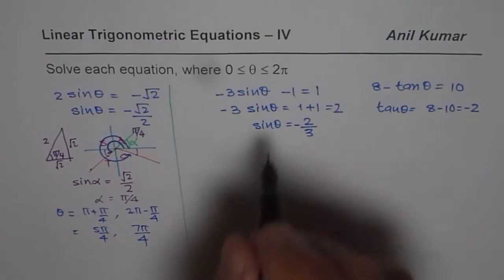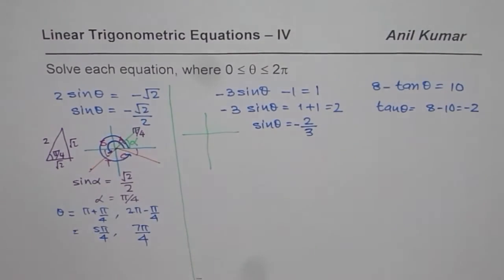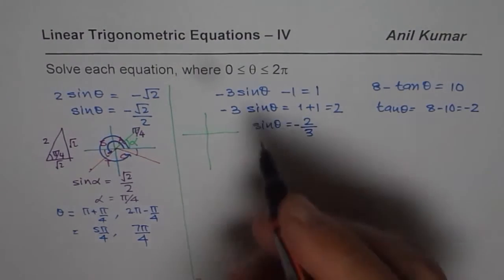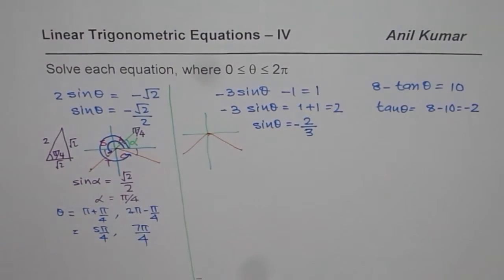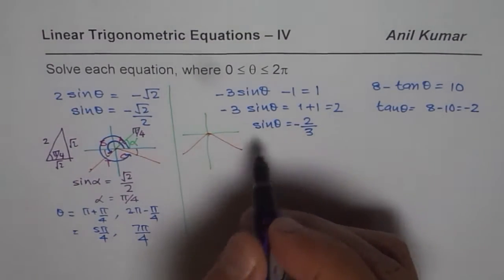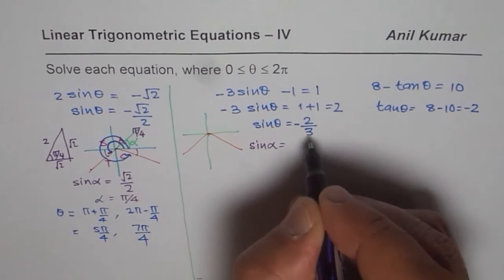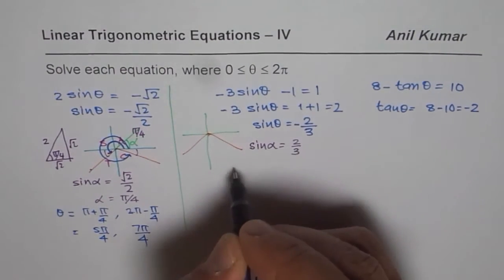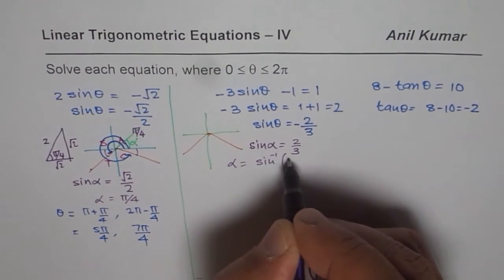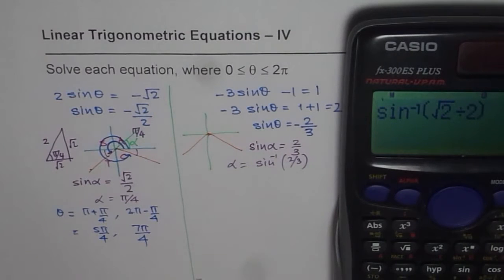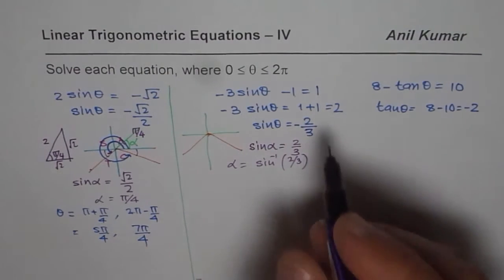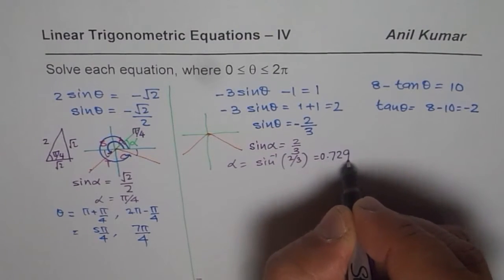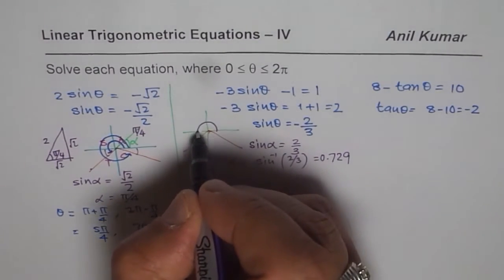Now let us solve the second one. In the second one again we have sine as negative, so we'll go slightly faster here. It means we are looking for two solutions, right? We consider the acute angle alpha, so we'll write sine of alpha equals 2 over 3, and alpha will be sine inverse of 2 over 3. Now let's use the calculator. Here we do not have any option; we have to use a calculator. Sine inverse of 2 divided by 3, bracket close, equals. So we get 0.729.